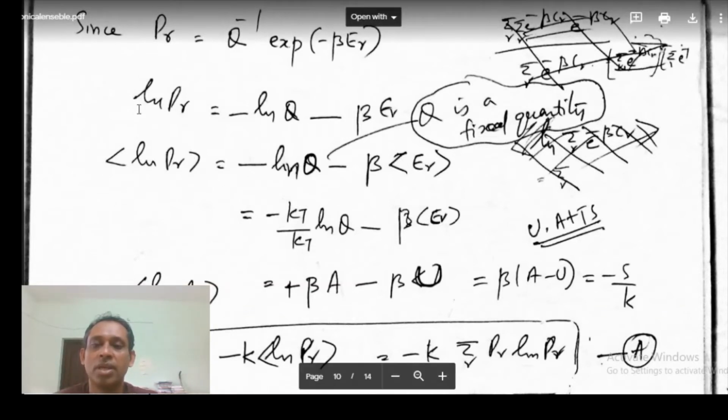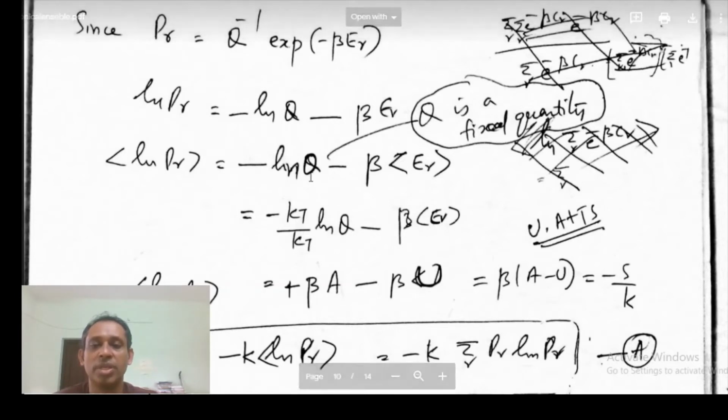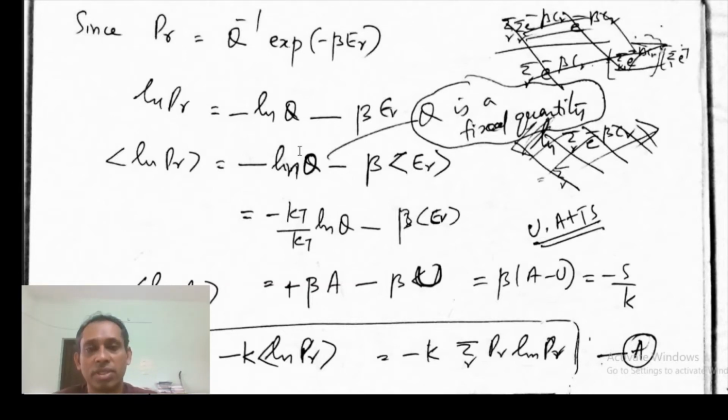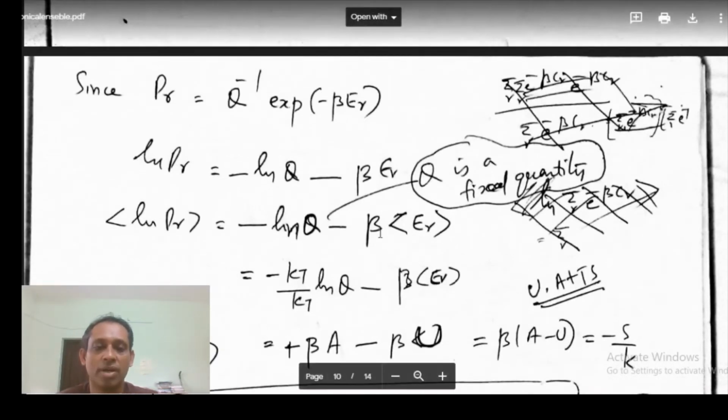And if I am taking the mean value here, I have to take the mean value of all these terms in the expression. So I have to take the mean value of log Q, that is log Q itself, because Q is a fixed quantity. Q, the partition function for the system, sum over all states of the factor exponential minus beta ER, is a fixed or constant quantity for the system. So I will get back minus log Q, and here minus beta, the mean value of ER. So that is what I get here.